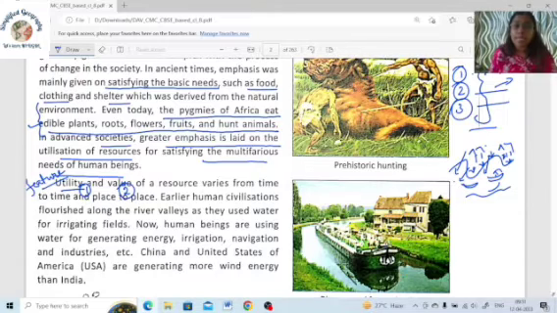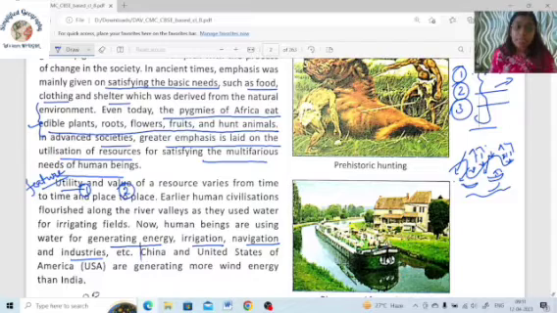But nowadays, what are we doing to the river water? We are using it to generate energy. We are using it to irrigate the agricultural field, and for navigation and industries. So our demand has increased. Thus, we are using available resources more and more to develop ourselves.